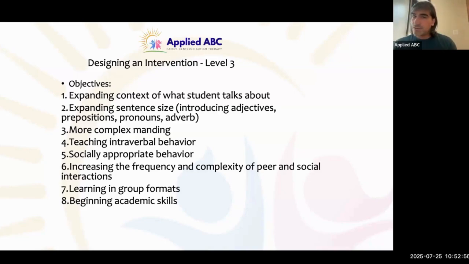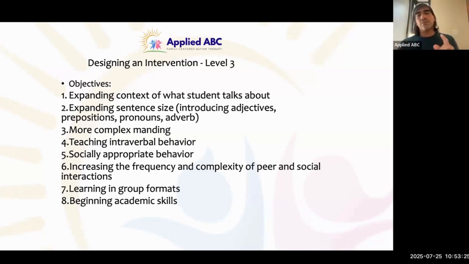Teaching intraverbal behavior, I just talked about that. Socially appropriate behavior, so like knowing what's expected in particular environments. That's something we expect of somewhat older learners. Increasing the frequency and complexity of peer and social interactions. Again, it goes from responding to a peer invitation to play to working collaboratively with peers to accomplish a certain outcome, that kind of thing.